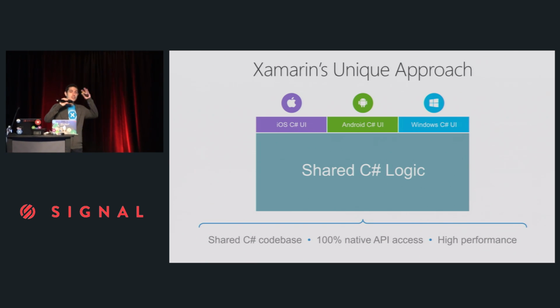We take them and we create C# bindings around every single API, and we add C# features like async await, lambdas, LINQ, delegates, events, things that we know and love as C# developers. So even though we're accessing a native API, we're doing it all in C# with C# features.